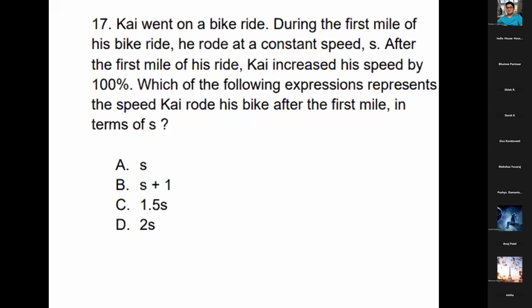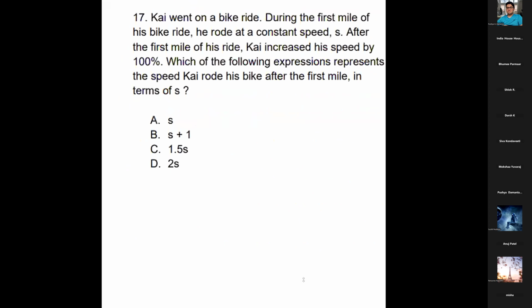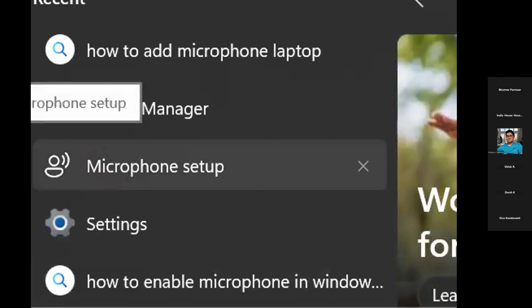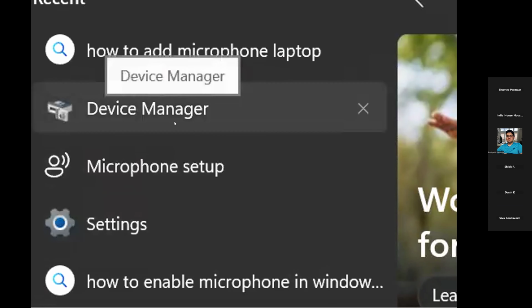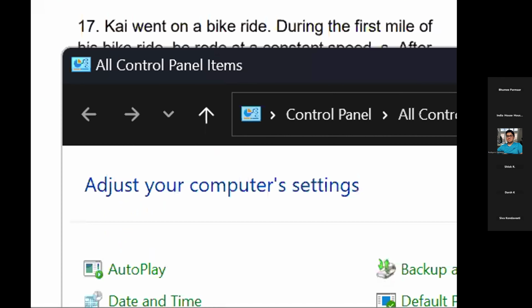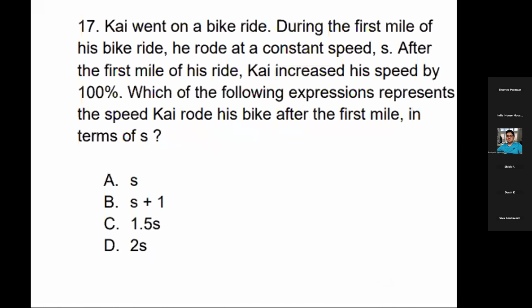Okay, question 17. Kushi, your question is not visible. It's the control panel.